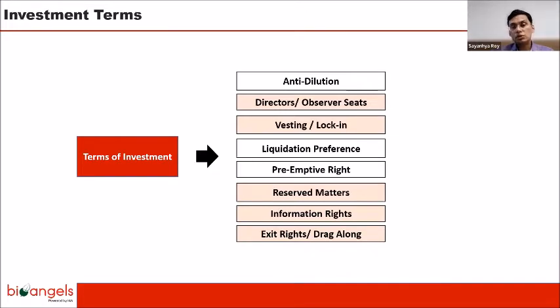The ones which are not so much negotiated, anti-dilution, liquidation preference, preemptive rights, are essentially standardized. If you were to put these terms into two buckets, the first bucket would be the terms that are standard in the industry with little need for variation: anti-dilution, liquidation preference, preemptive rights.